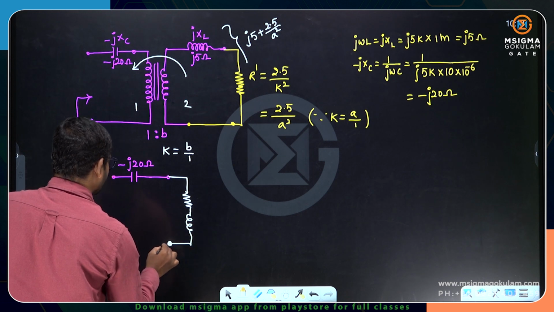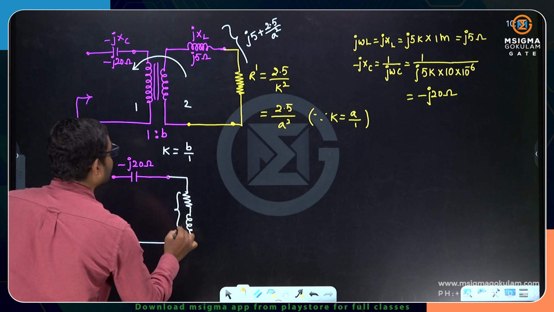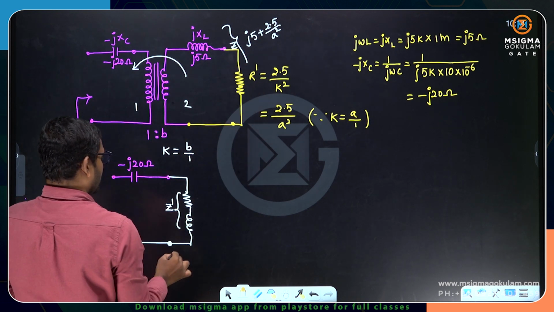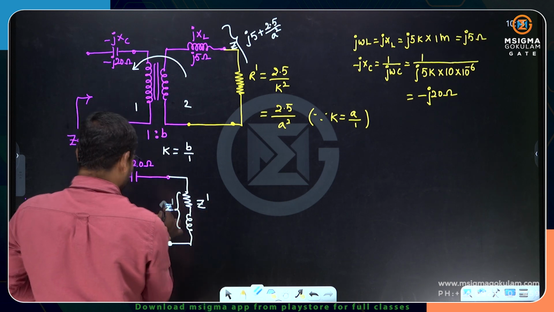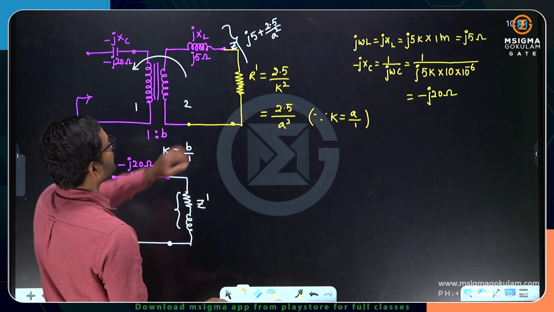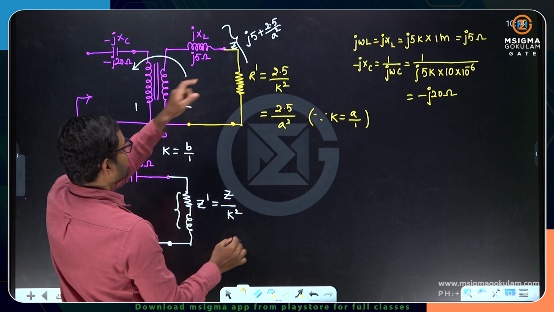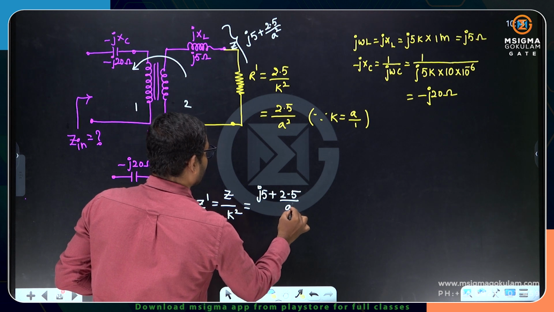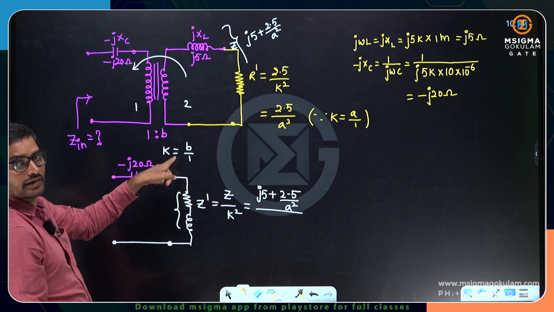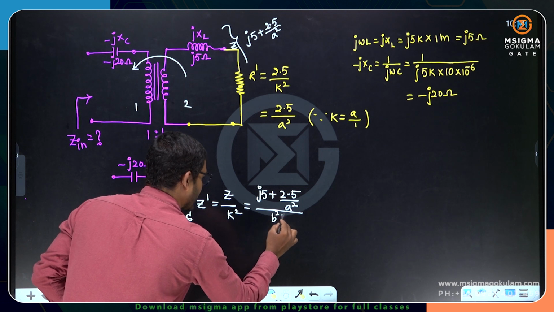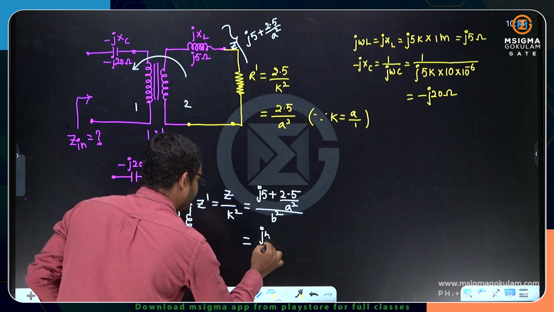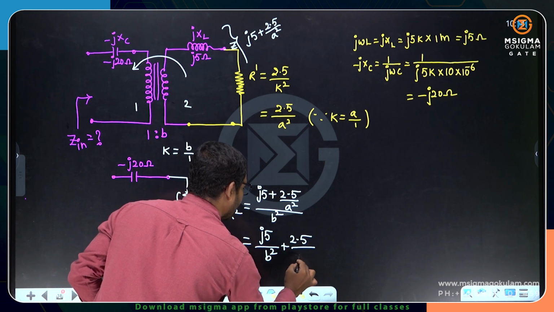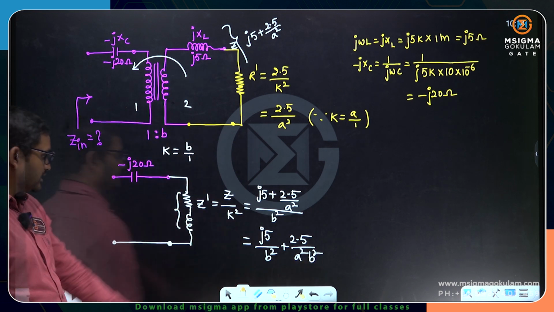So this resistive nature and inductive nature, let me make it as Z, then make it as Z dash. What is Z dash? The Z dash will be Z by K square. What is Z? J5 plus 2.5 by A square. This is Z divided by what is K? B by 1. So it is B square. So I can write here J5 by B square plus 2.5 by A square B square. Now this is Z dash.